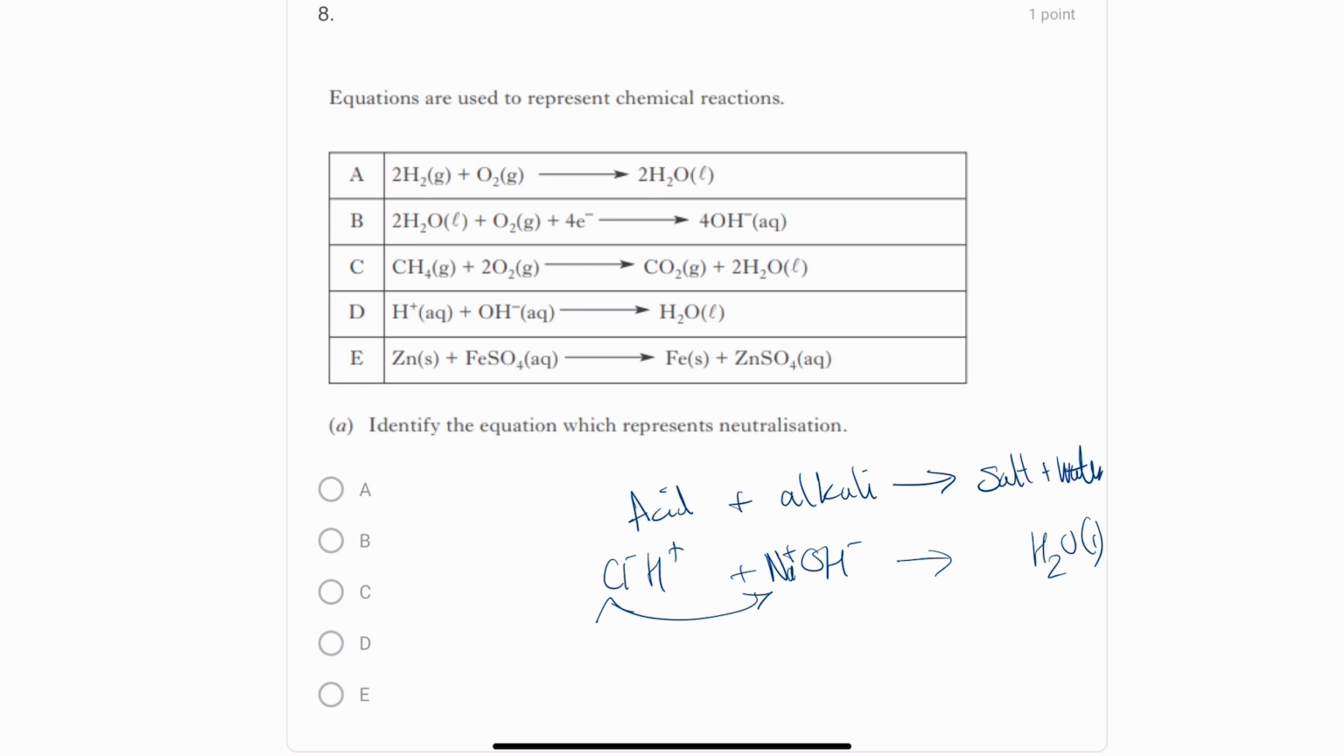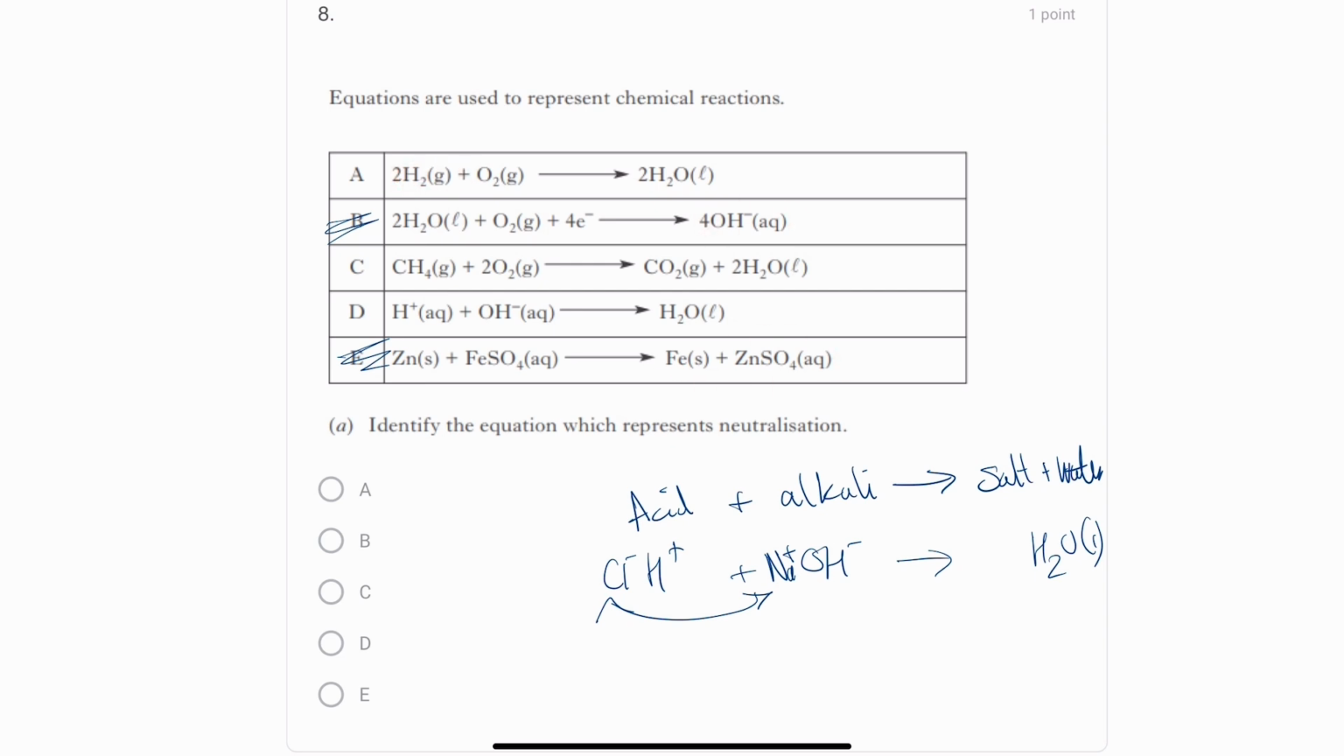If we look at these equations to find something similar, we can see water is produced in two of these reactions. So these are our two possible neutralization reactions. It has to be something that produces water. There's also water produced in this one too. So that rules out B and E because they're not producing water.